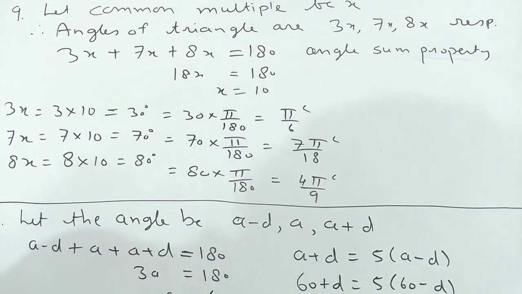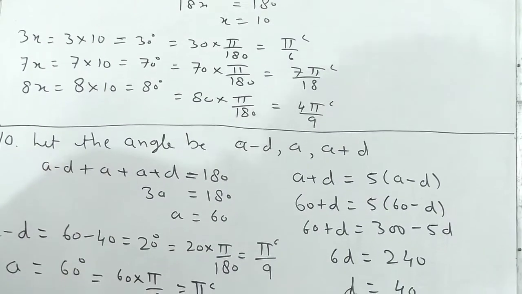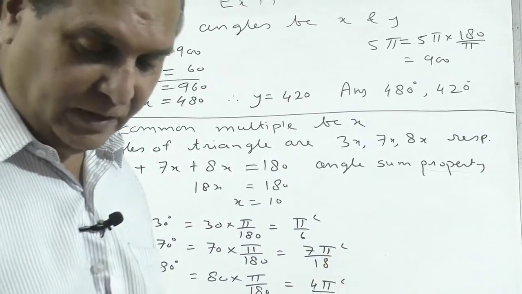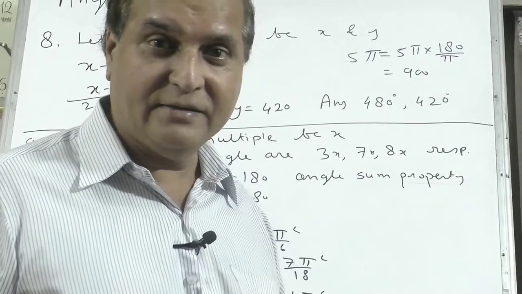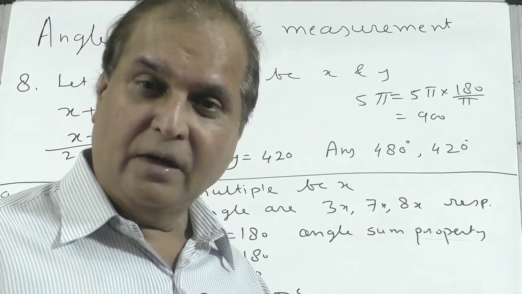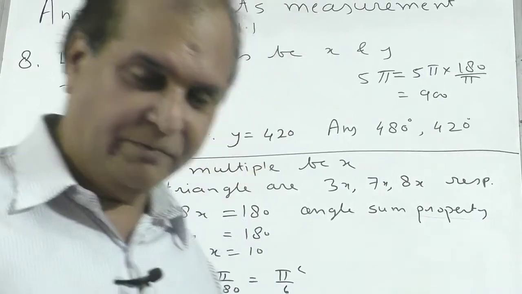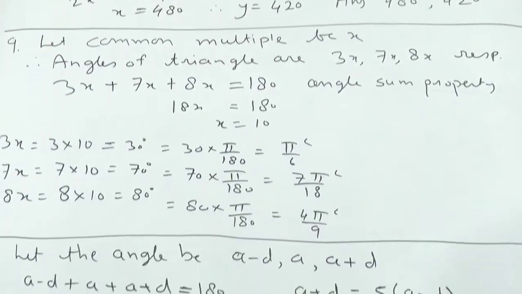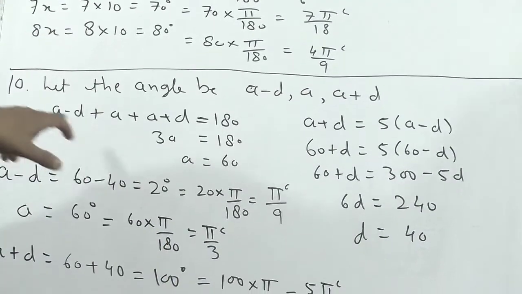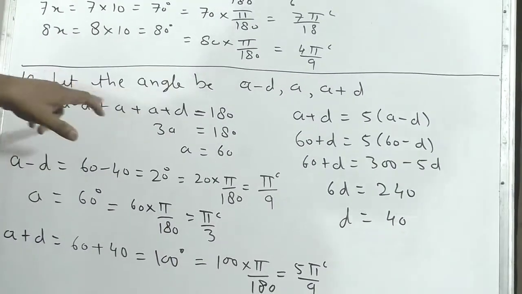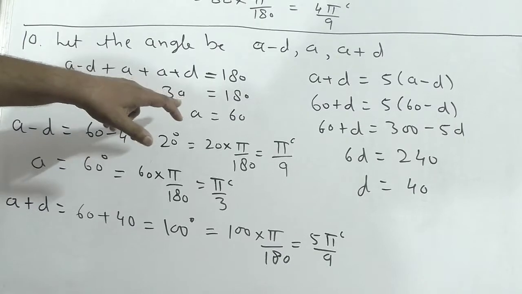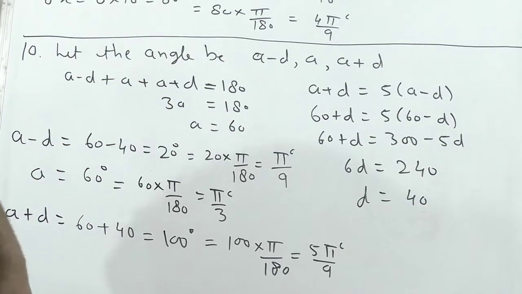Okay, sum 10. The measures of angles of a triangle are in AP. There are 3 angles, so 3 terms. If 3 terms are in AP, as you remember from last year, we take A minus D, A and A plus D. Their sum is 180 degrees by the angle sum property. A minus D plus A plus A plus D is equal to 180, D minus D cut. So 3A equals 180, A equals 60. Direct A we got.